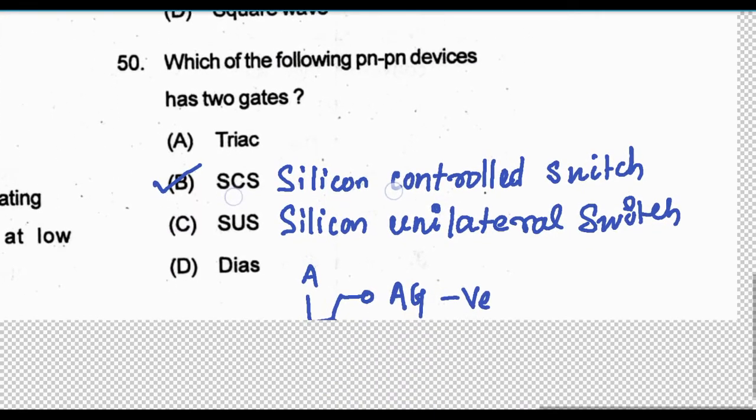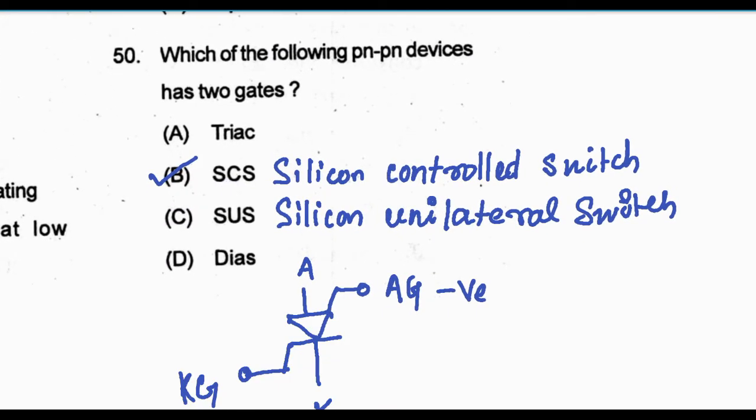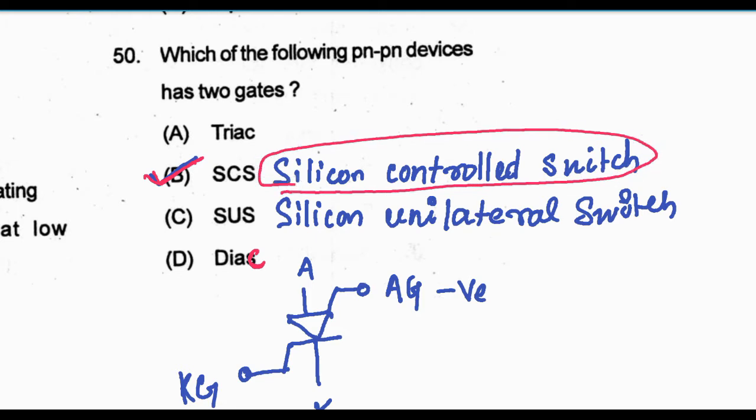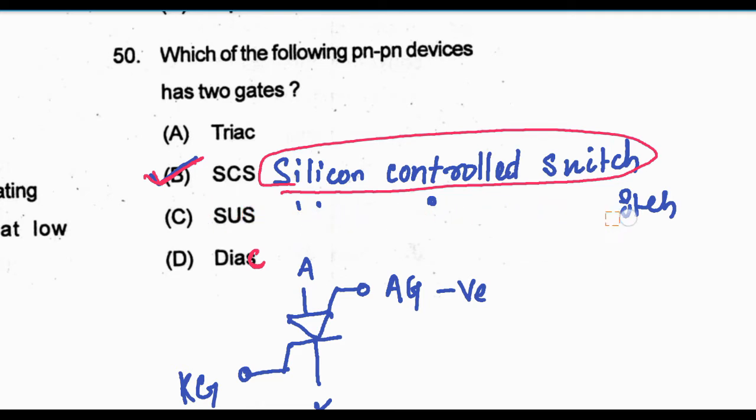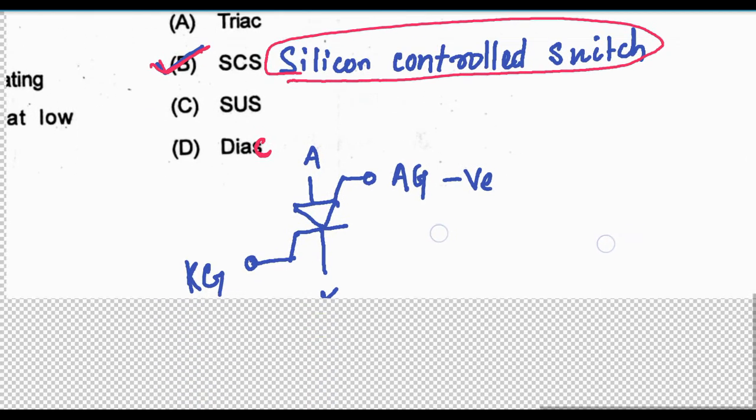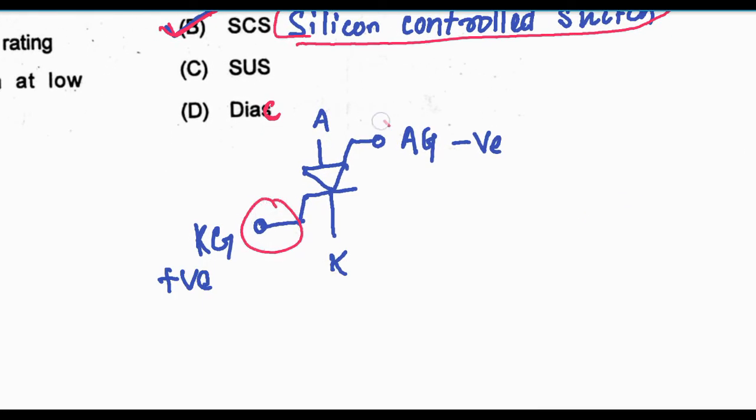Next question is, which of the following PNPN devices has two gates? Triac, SCS, SUS and diac. This is not dias, this is diac. C, this one is C. So here if we see the SCS, that is silicon controlled switch, silicon controlled switch has two gates. SUS, what is SUS? SUS is silicon unilateral switch. So here in this question the answer is silicon controlled switch, and its notation is like this. Here are two gates. One is anode gate and another is cathode gate.